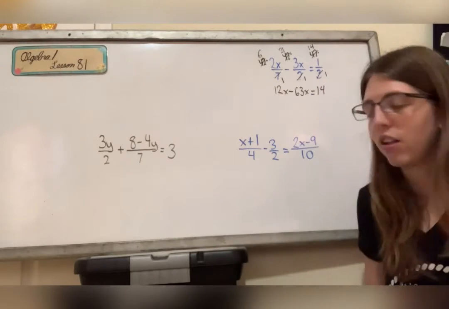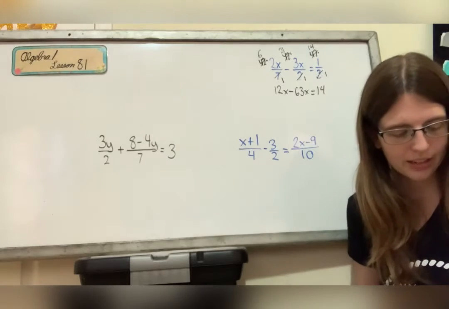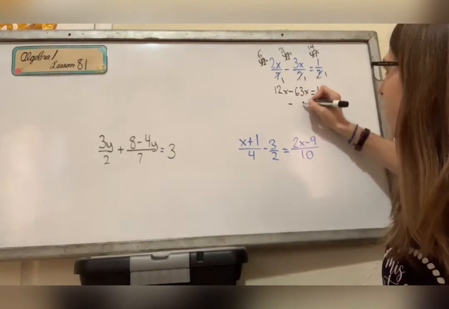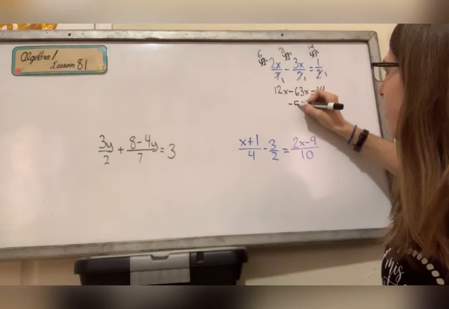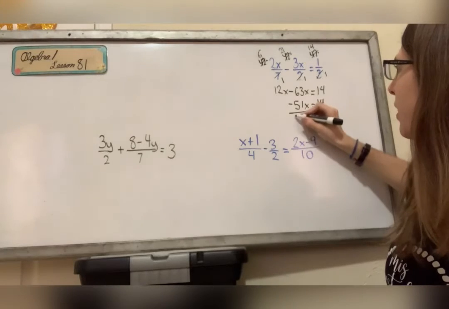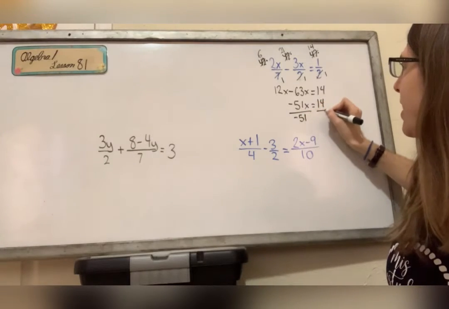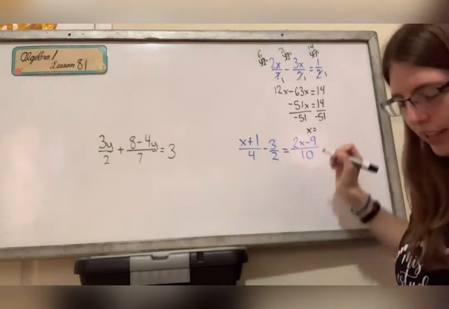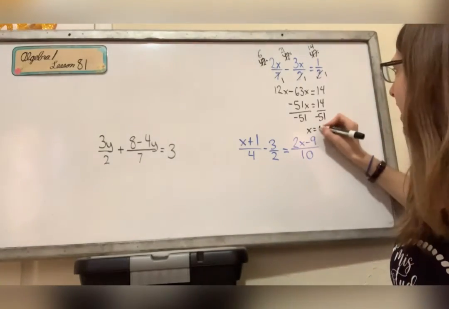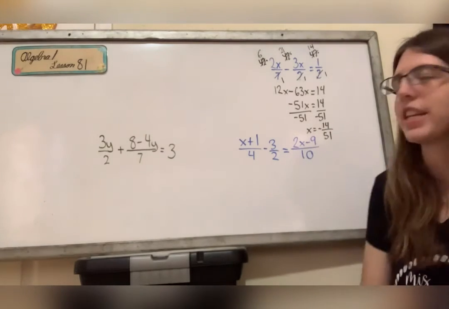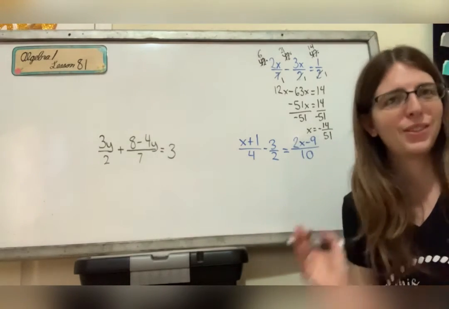Now I have 12x minus 63x, which would be, let's see, negative 51x equals 14. Divide both sides by that negative 51 and I get x equals, now this can't cancel, negative 14 over 51. Super easy.